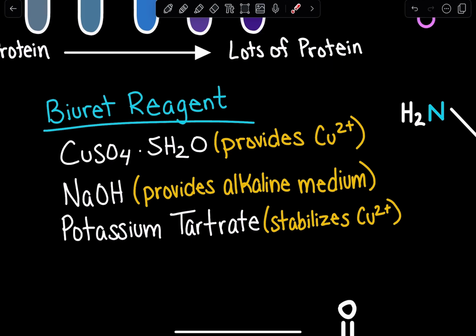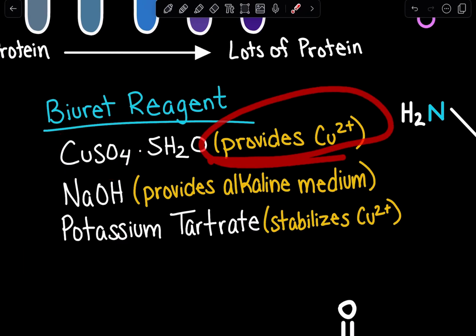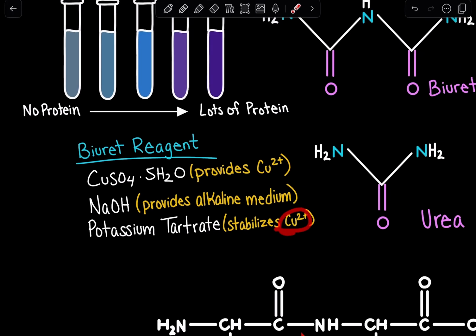Now the Biuret reagent has three components. It has copper sulfate, which is where we get our copper ions from, which play a very important role. Then we have NaOH, or we can have KOH, which provides our alkaline medium. And then we have potassium tartrate, which stabilizes those copper ions.